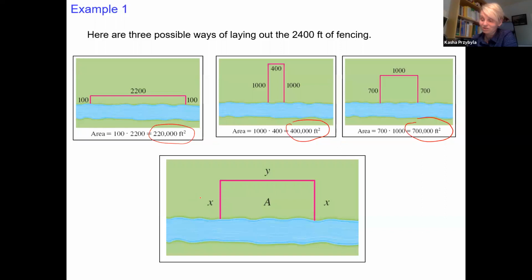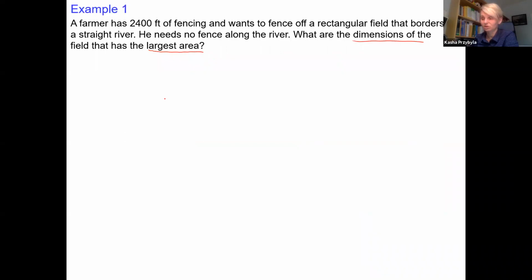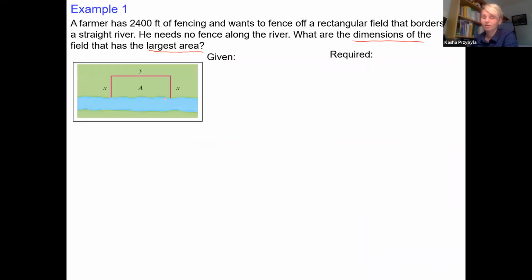And this is, of course, the general graph. We will name x the width, y will be the length, or the other way. And we have to define a function which represents the area, and then work it out. But definitely we will not do it through trial and error. Okay, let's come back to the question, and this is the picture.